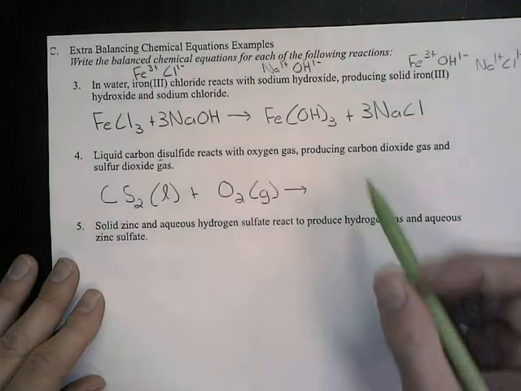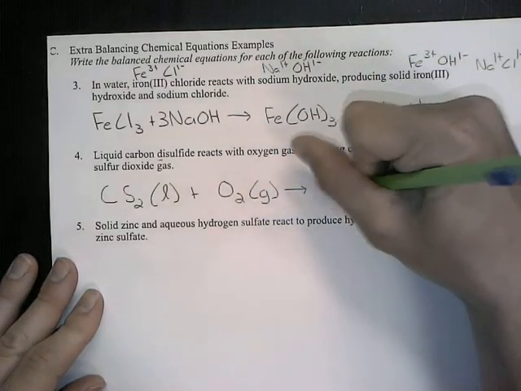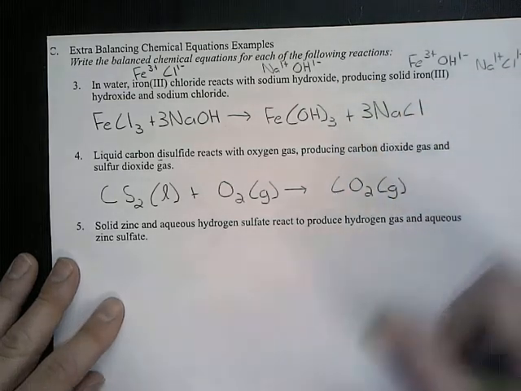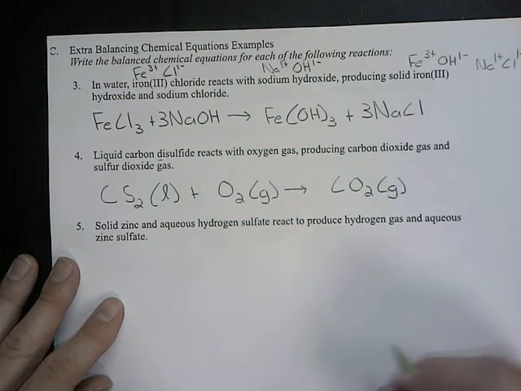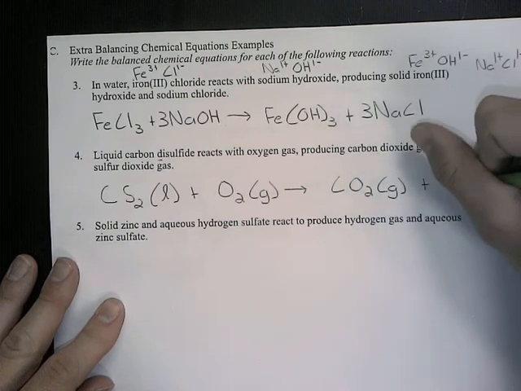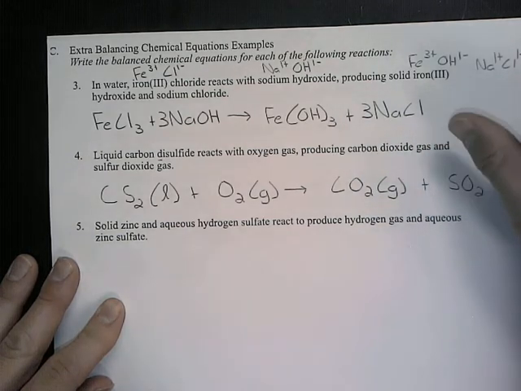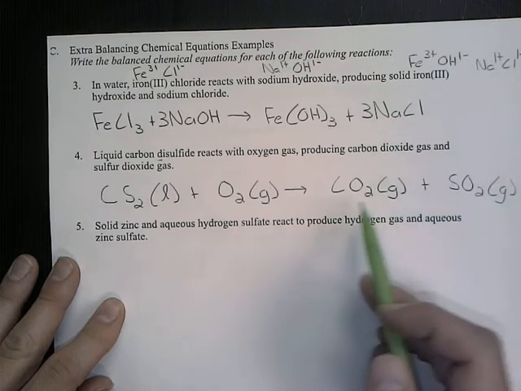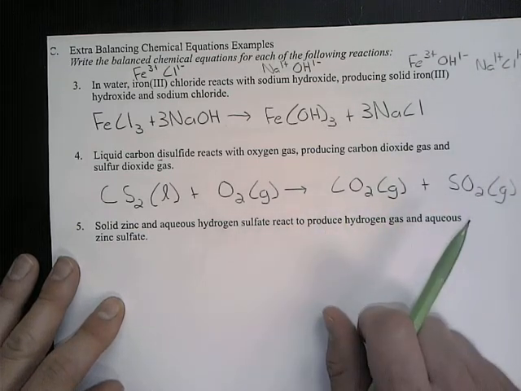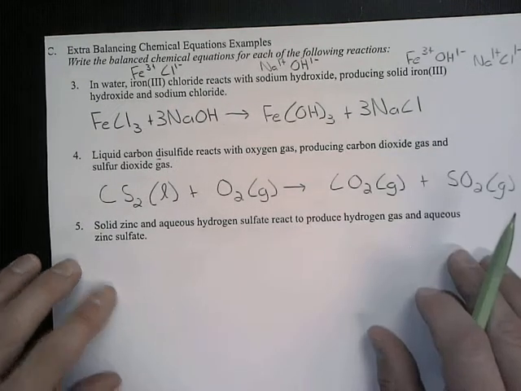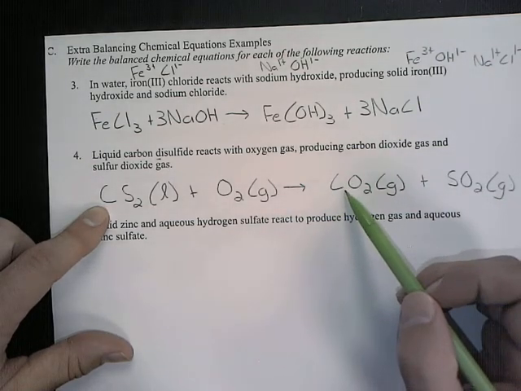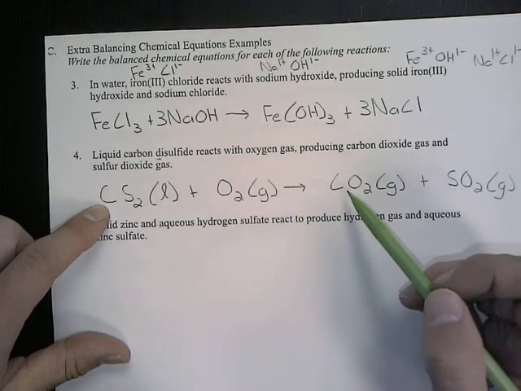To produce carbon dioxide and sulfur dioxide gas. Okay, if you forget or you're wondering where I got these, it's all from the naming protocol we did last chapter. Okay, let's balance this, all right? So on the left side we have 1 carbon. On the right side we have 1 times 1 carbon. So the carbons right now are balanced.